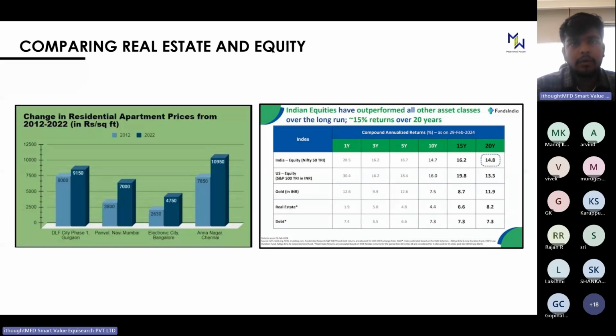So now let's compare the returns provided by equities and real estate. The chart on the right side will show you the returns given by the different asset classes over different time periods in years. So if you take Nifty 50, the 10-year returns are 14.7%.